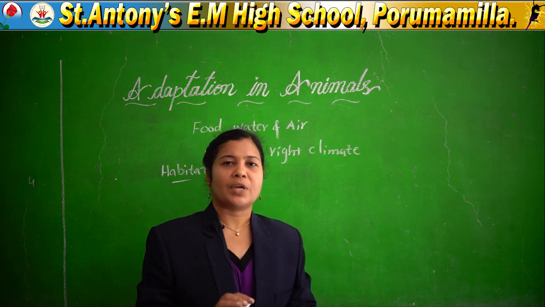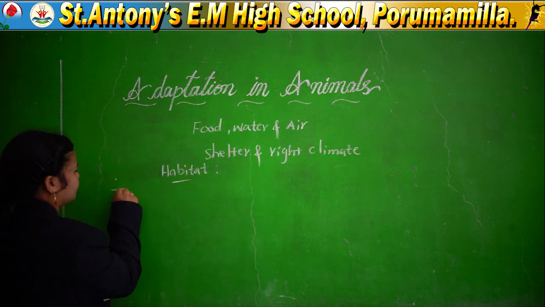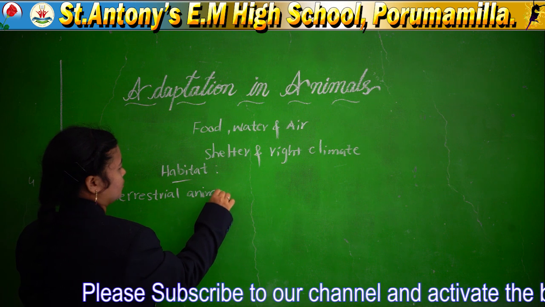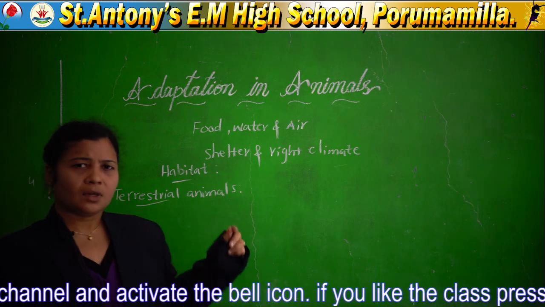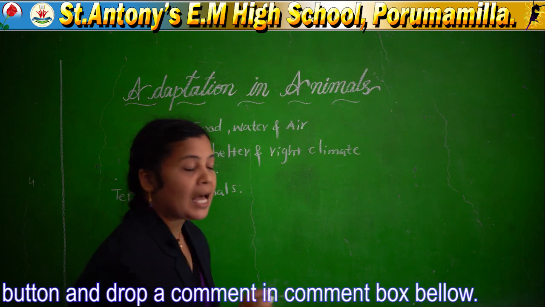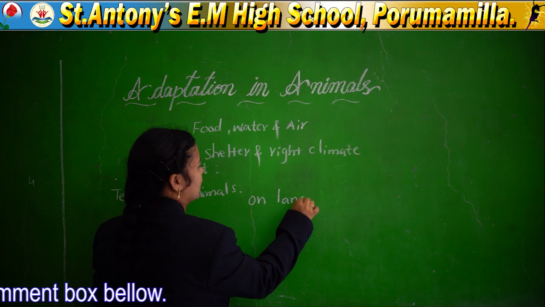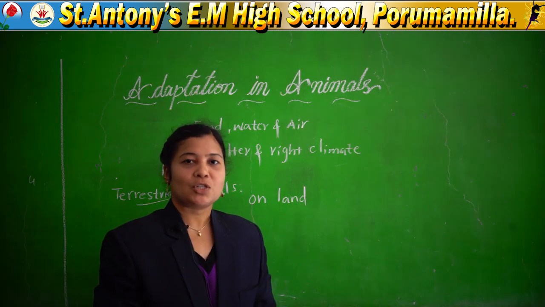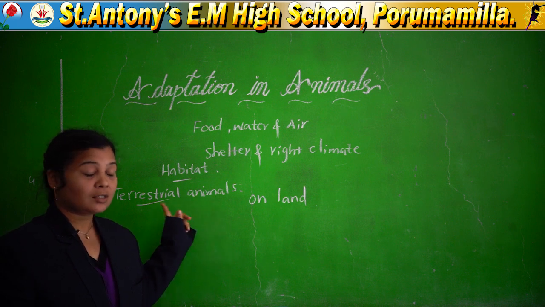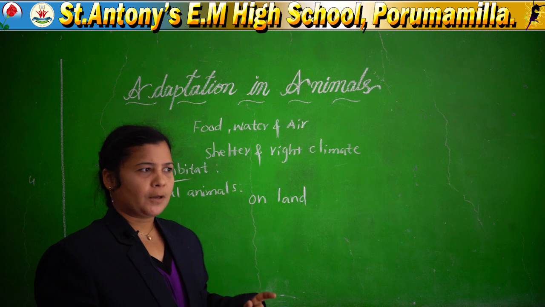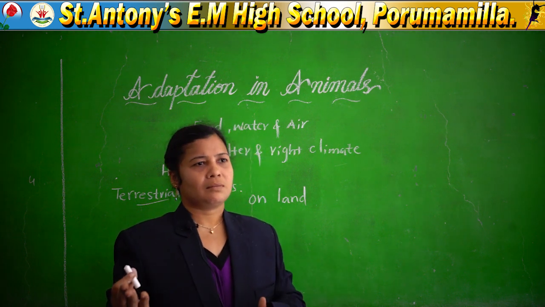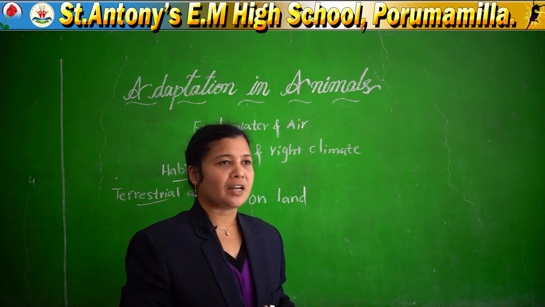Before moving on, first we have to know terrestrial animals. What is a terrestrial animal? The animals which live on land are called terrestrial animals. For example, cows, dogs, sheep, human beings, camels, and many animals living in our surroundings.